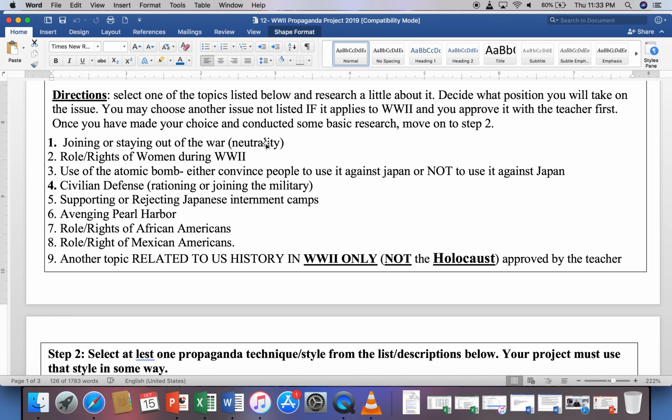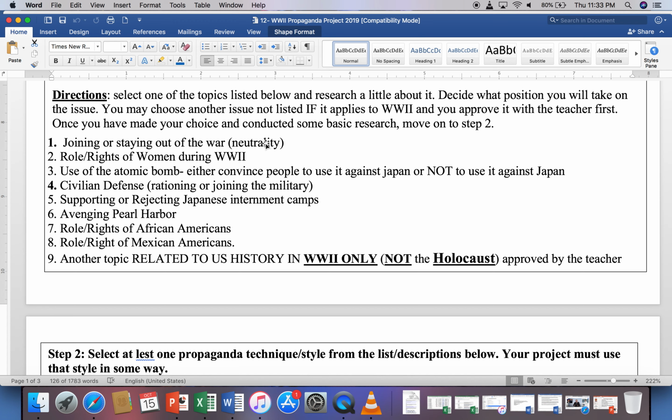Okay. Number 3, use of the atomic bomb. We haven't really talked about the atom bomb yet. We will. But you could either try to convince people to use it against Japan or not to use it. Those are kind of your 2 positions there. Number 4 is civilian defense. So this could deal with rationing or joining the military, right? Uncle Sam wants you. That would be a civilian defense sort of poster.